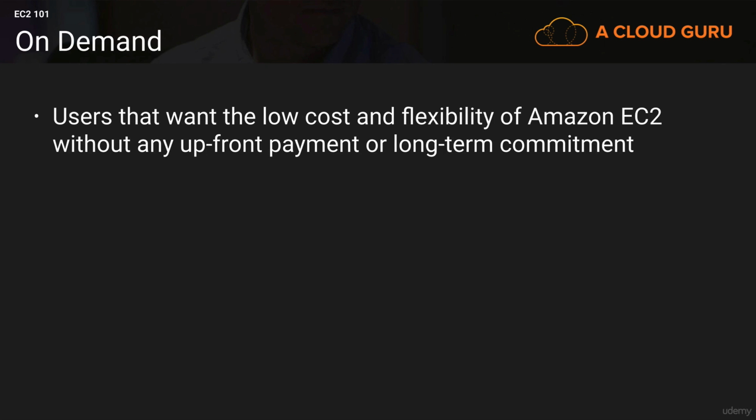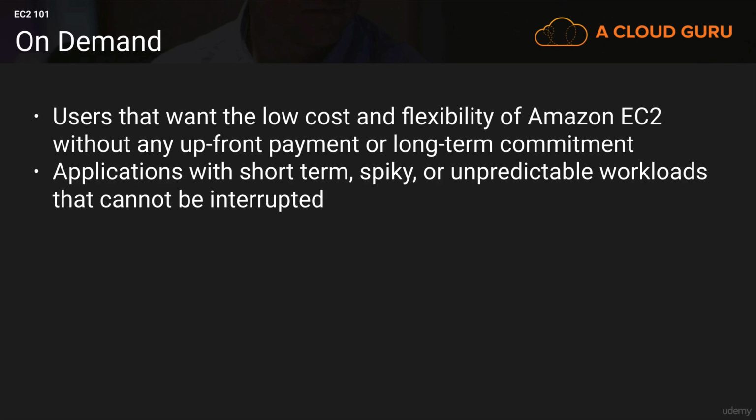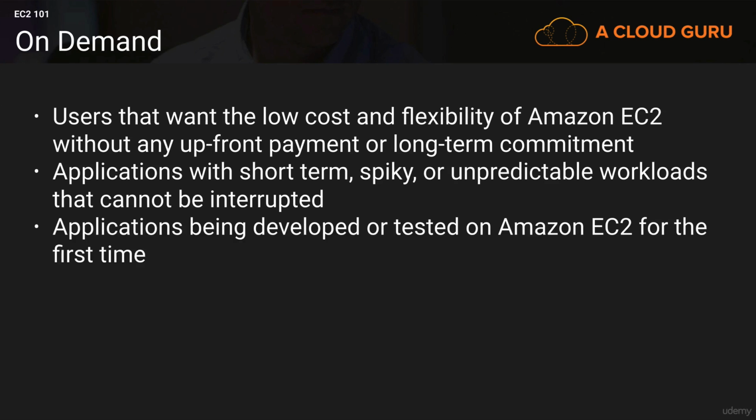So let's talk about on-demand. On-demand is for users that want the low cost and flexibility of EC2 without any upfront payment or long-term commitment. This is typical for use cases where applications have short-term, spiky, or unpredictable workloads that cannot be interrupted, or in our case, applications being developed or tested on Amazon EC2 for the first time. So we're going to be using on-demand instances for the rest of this course. The reason we're using on-demand is because we only want to pay for them when we're doing labs, and when we finish the labs, we want to then go in and terminate them because we don't need them anymore.